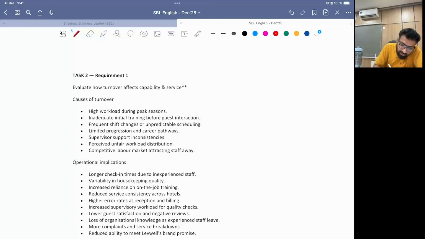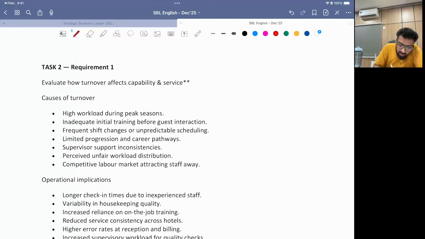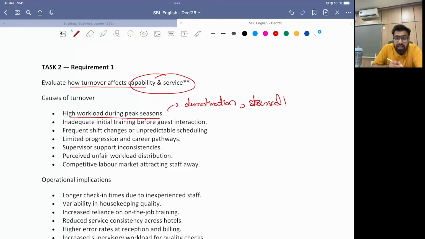So, guys, how is turnover going to affect capability and service? High workload during peak seasons, demotivation, stress of staff. And in the service sector, if your staff is stressed, they're going to get angry at customers, and customers won't like that. They want to feel valued rather than getting anger. Inadequate initial training before guest interaction. Who would stay with you if you're not doing the training?